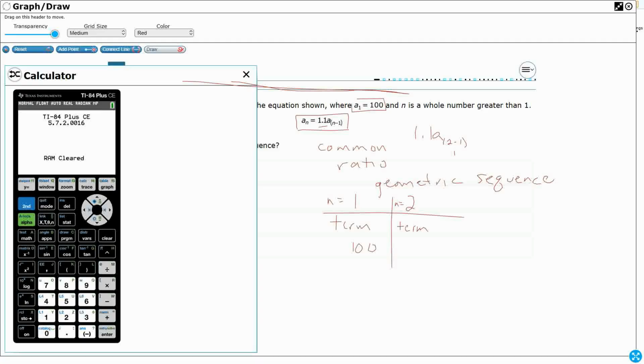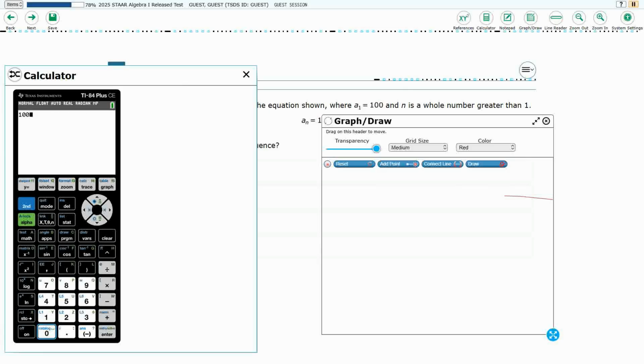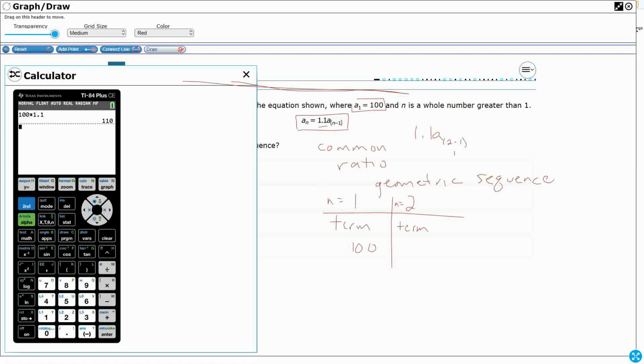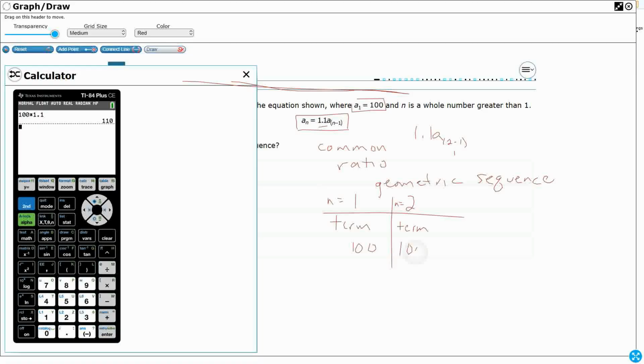So I'm just going to simply multiply. All that being said, it seems like it's kind of a lot, but it's not necessarily a lot. It's going to be 100 times 1.1 because that's our common ratio. All right, so 110. Our second term is going to be 110. Let's get that written. Now, let's get our third term.